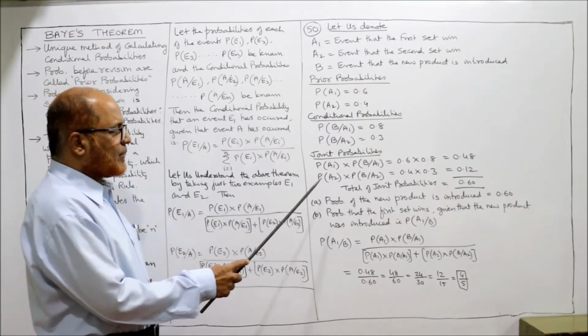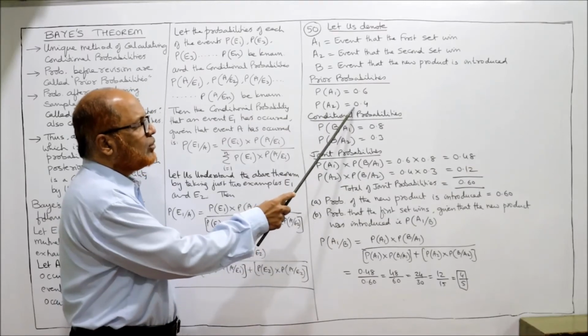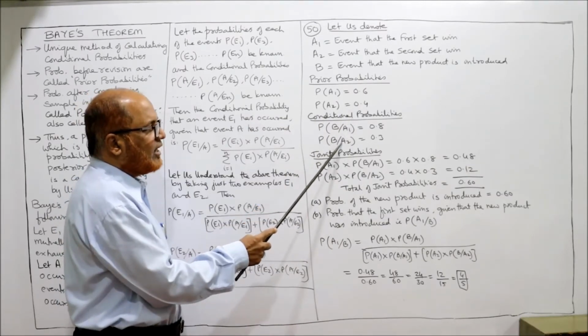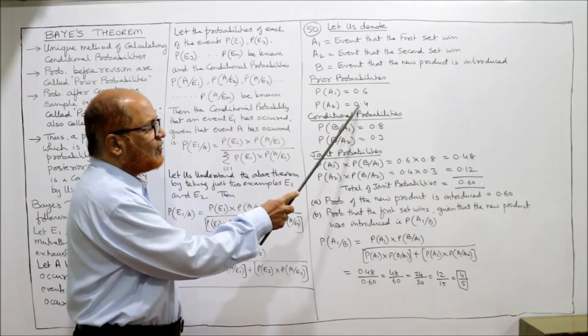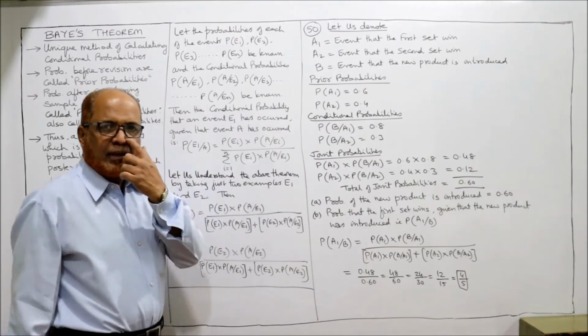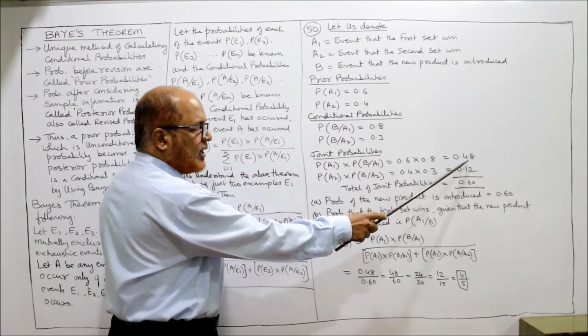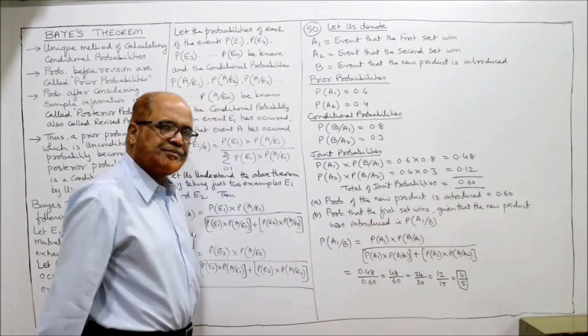अब second event का P of A2 into P of B given A2. This is P of A2. This is P of B given A2. ये दोनों को multiply. 0.4 into 0.3, 0.12. Now take the total of the joint probability. Joint probability का total 0.48 plus 0.12, 0.6.